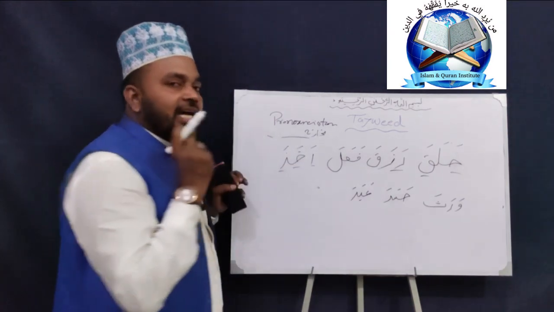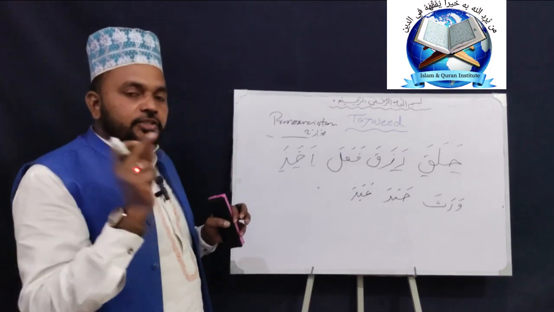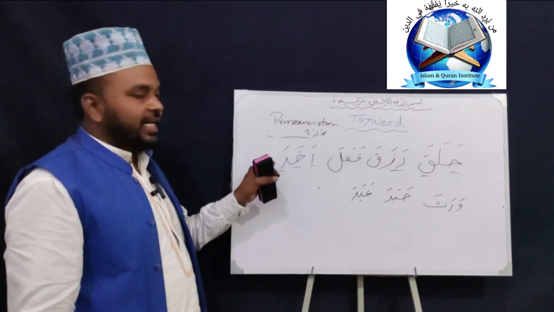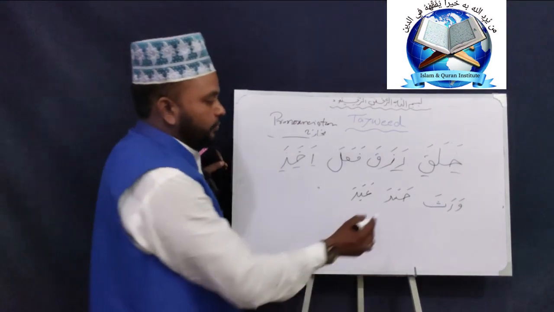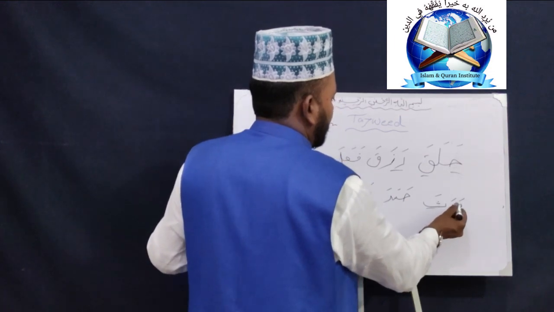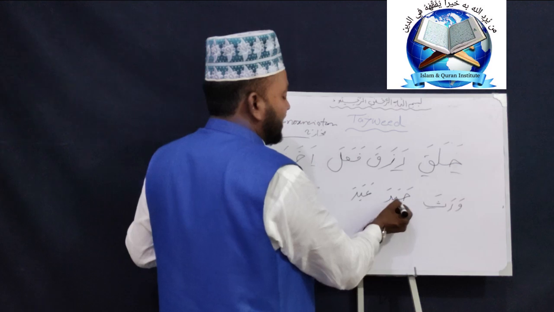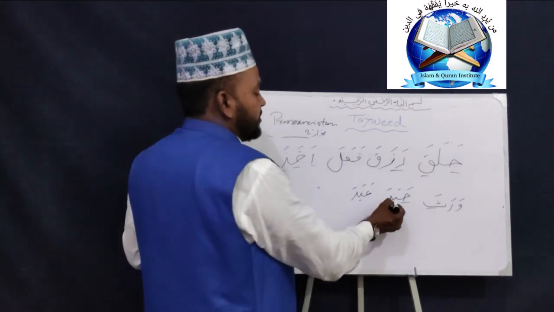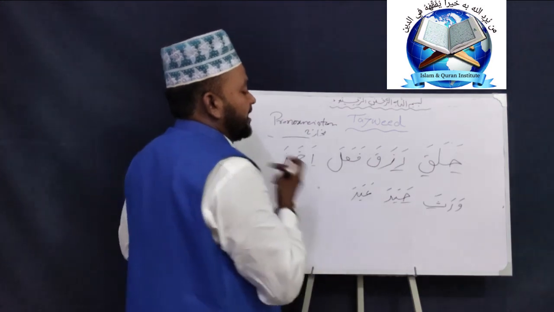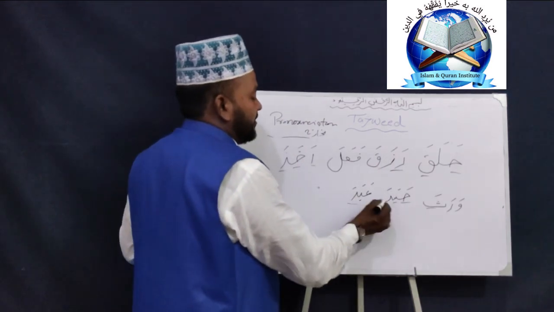Akhadha, zal without whistle sound, just like we learned to read the sa. Akhadha, warasa, sa, warasa, hasada, ha from the throat and seen with whistle sound, hasada, abada, ain from the middle of the throat, abada.